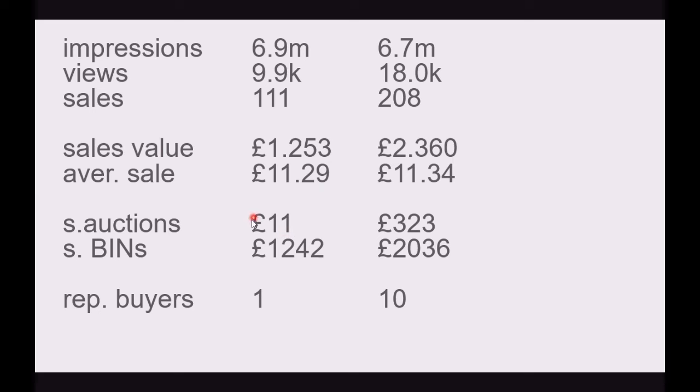Sales from auctions, £11 in October, 323 in January. Sales from buy it nows, 1,242 in October, 2,036 in January. Repeat buyers, 1 in October, 10 in January. So as you can see here, pushing my customers to my shop front gave me a good result. It went up from 1 repeated buyer to 10 repeated buyers.